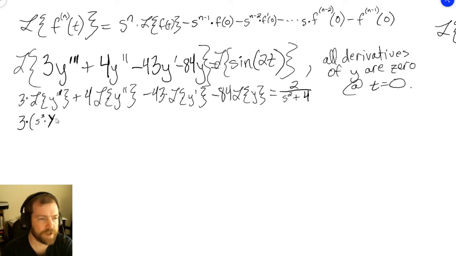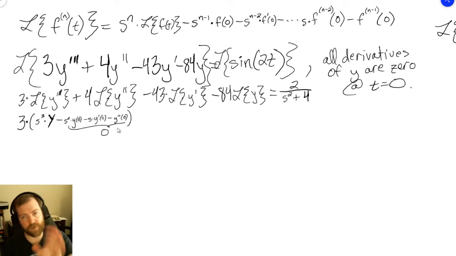So s cubed times Y minus s squared times y at 0 minus s times y prime at 0 minus y double prime at 0. Now, all of these, again, are going to end up being 0. All function values and all derivatives, including the 0th derivative, are just going to be 0. So those all go away.